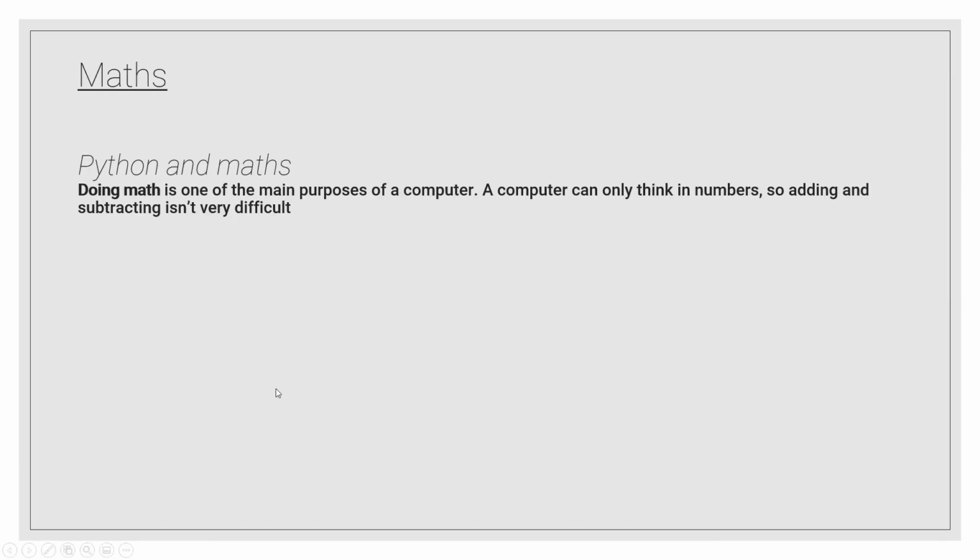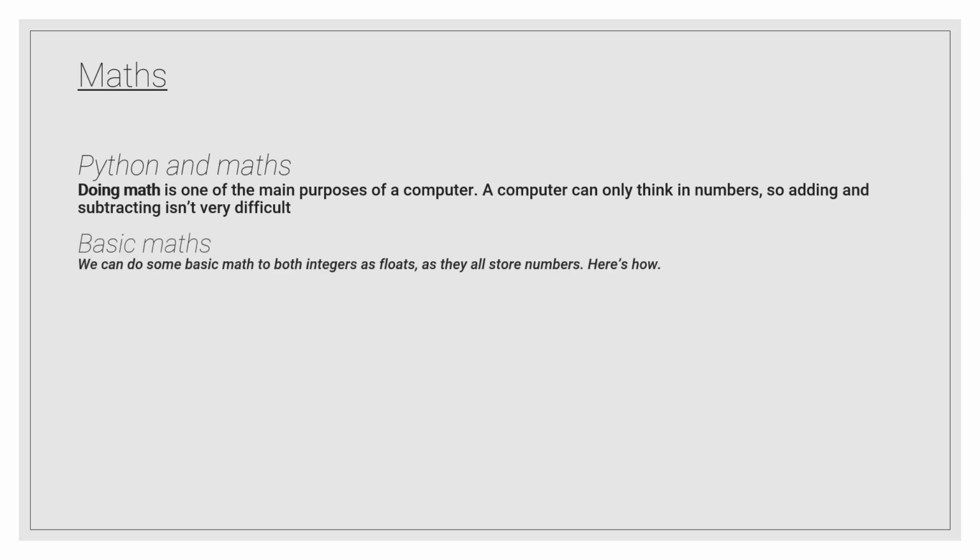Now let's talk a bit about maths. Doing math is one of the main purposes of a computer. A computer can only think in numbers, so adding and subtracting isn't very difficult. But you can do some basic maths to both integers and floats, as they both store numbers. Here's how. To do addition, we write 2 plus 3. And here, in this example, we create a variable, which is the sum of the numbers 2 and 3.